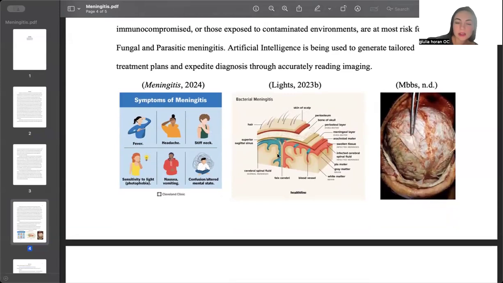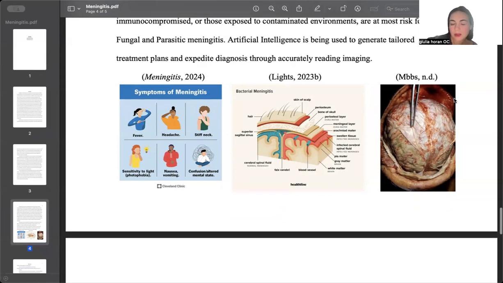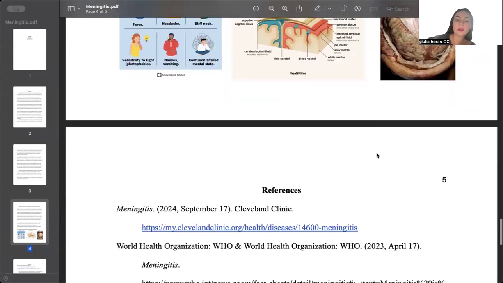On this one, it just shows you a picture of what bacterial meningitis looks like. You can see the different areas in the brain, which is really nice, like the different layers of the meninges. This is the dura mater, right? Pia mater, yeah, and like how it affects it. And then here's an actual picture of a brain with the layers. You can see the meninges and the infection that can happen.